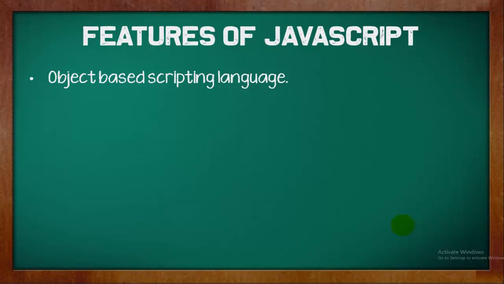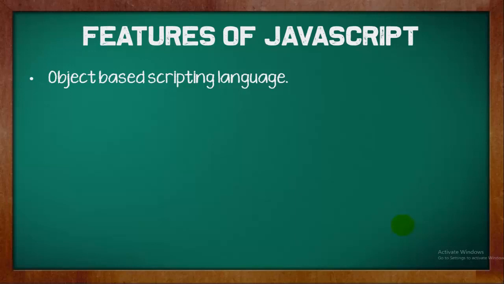Now, what do you mean by objects here? We created an H1 tag, a form tag, a table tag. Each and everything in JavaScript is considered an object. So in HTML we call them tags, whereas in JavaScript we consider them objects.